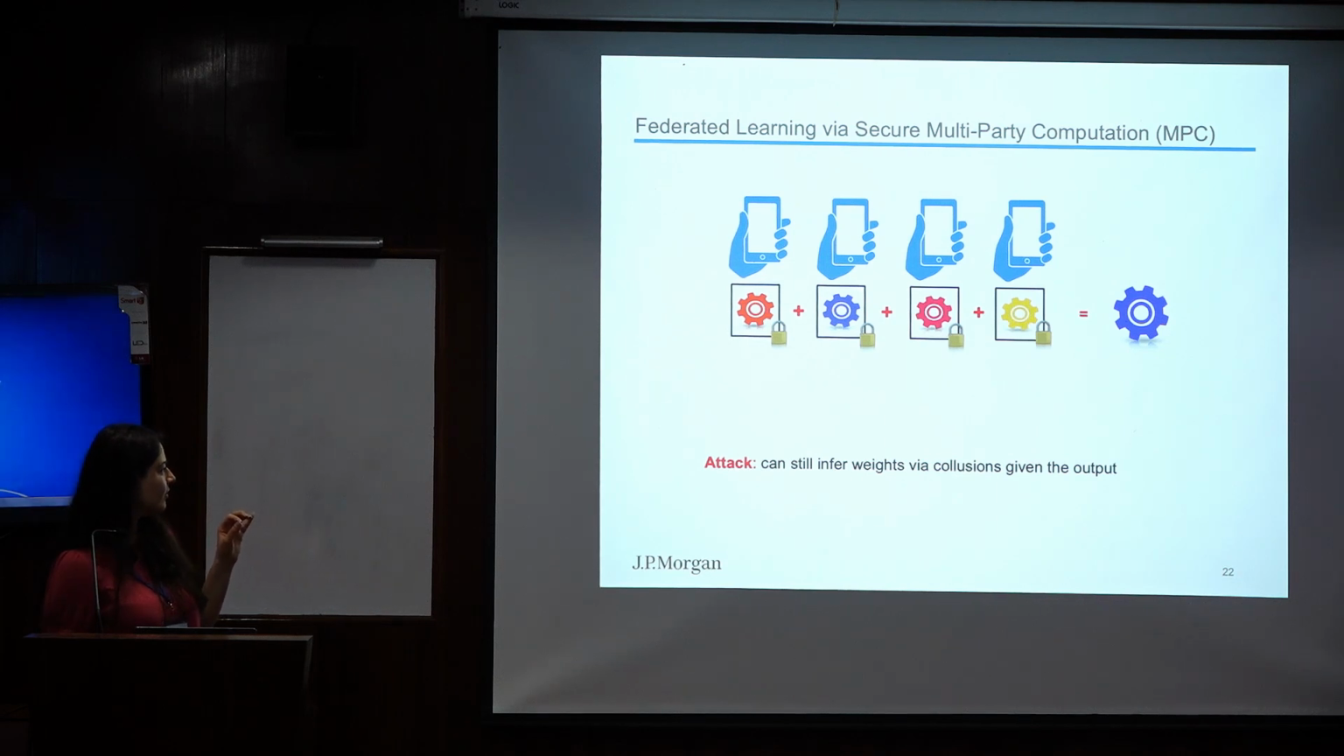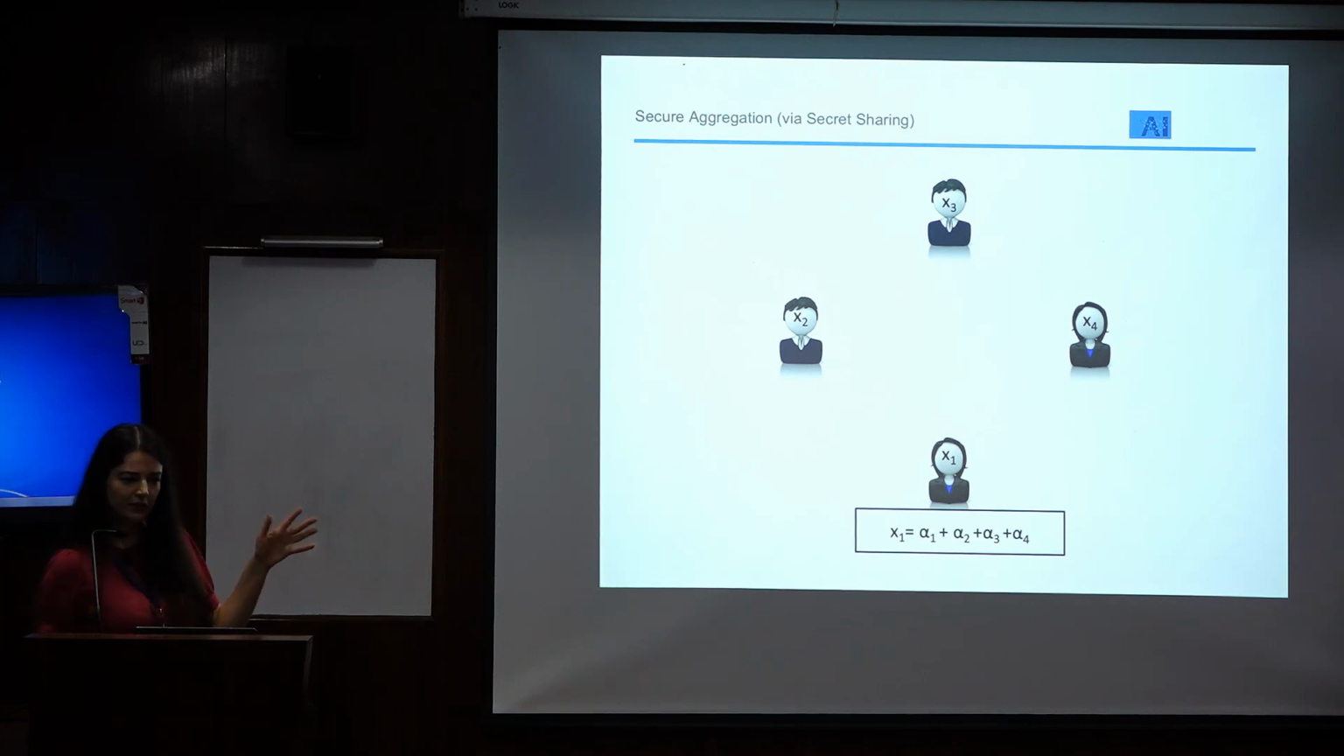So if these three collude, then they know their own weights, right? So they can subtract them out from the final answer and find out the weight of this person, okay? And I have here, just forget about federated learning, I have a simple example to illustrate that. So let's say I'm going to do, for you, secure aggregation using secret sharing. It's very simple. So how can we do it?